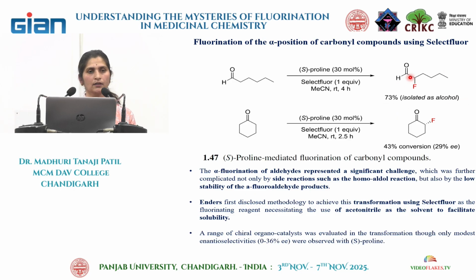But here we are not talking about stereochemistry. If you want the enantiomeric compound, then you have to use some catalyst. Here also S-proline is used. With S-proline, if you see, enantioselectivity is only 29% enantiomeric excess. Again, this is by using the reagent Selectfluor.